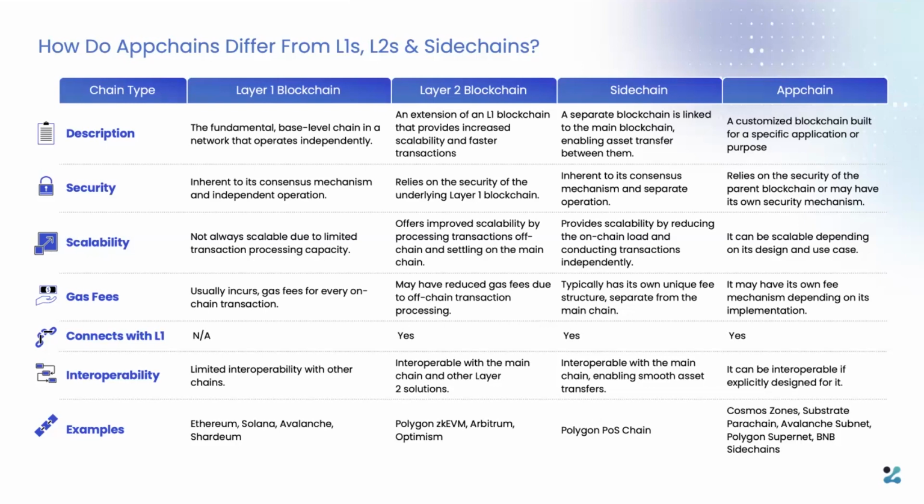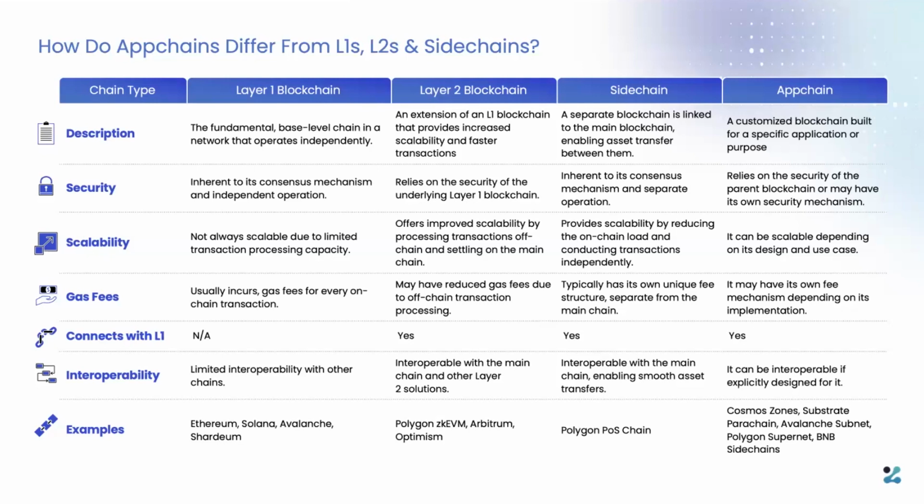Then at the same time, there was a concept of side chains. We discussed that in detail, what the side chains are. Side chains again are very similar to layer 2s. They are a separate blockchain linked to the main chain, and there's a clear interoperability where data transfer and asset transfer can happen between the side chain and the main chain.